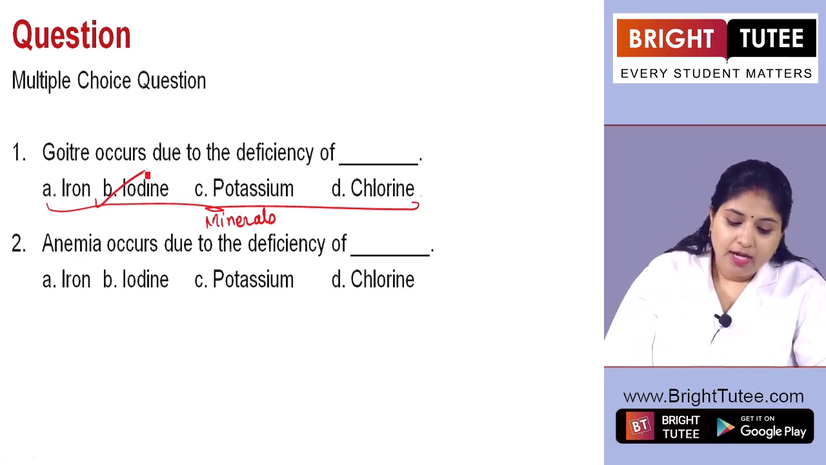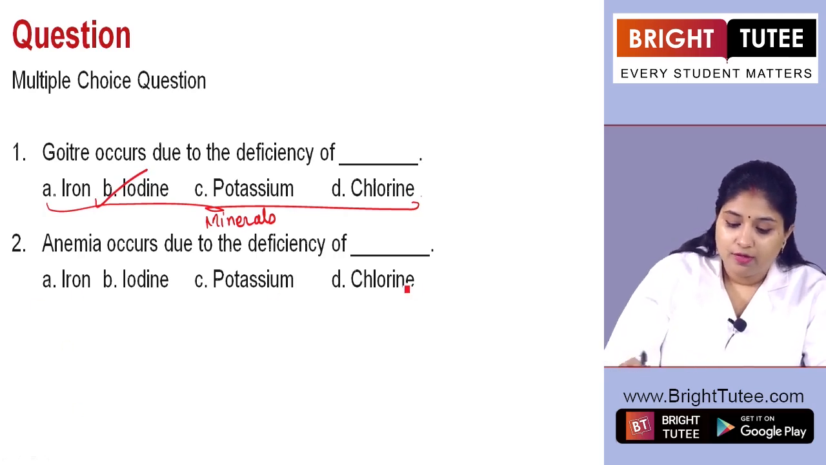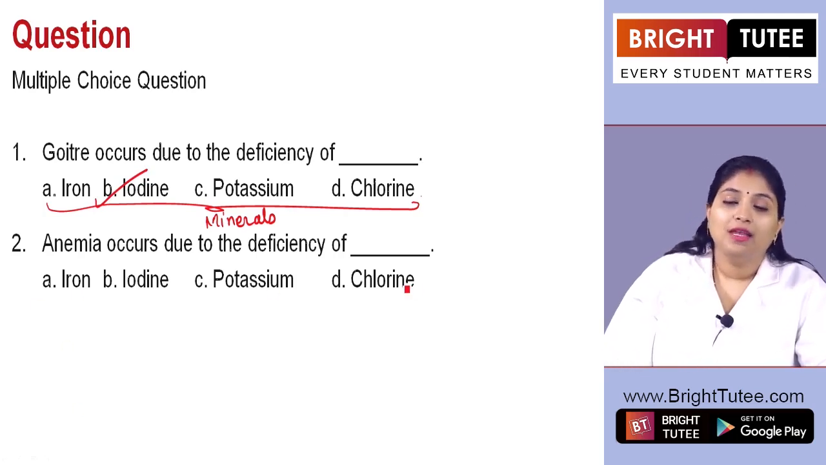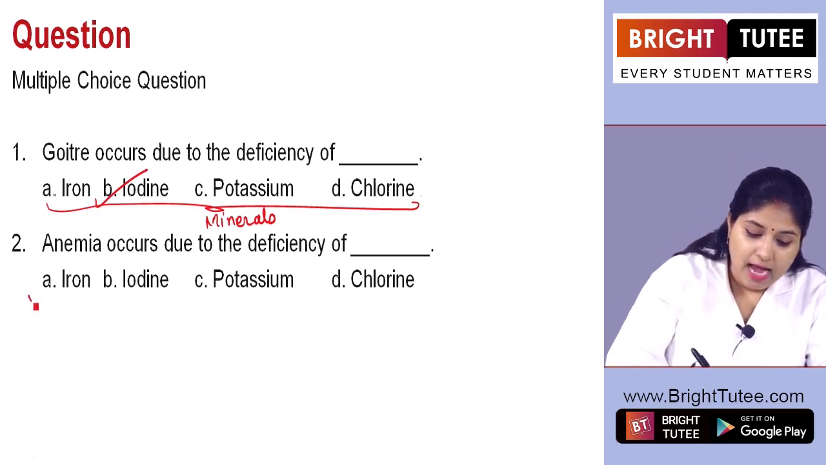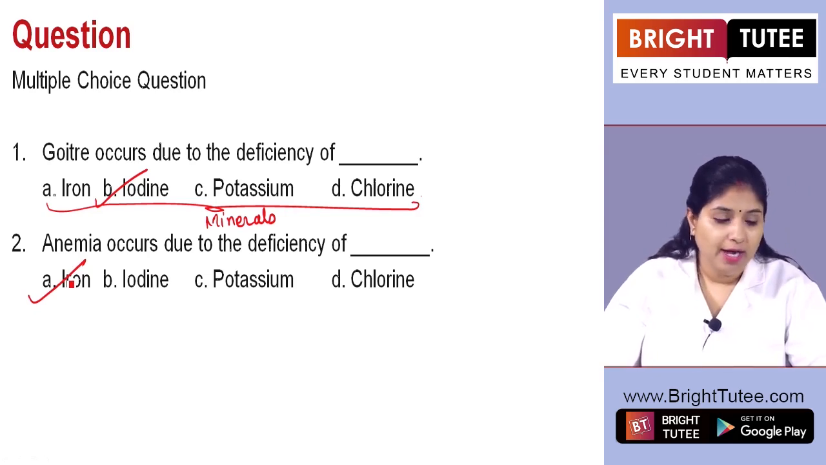Next question. Anemia occurs due to the deficiency of. So out of these, which is the nutrient which causes anemia? The deficiency of which nutrient causes anemia? That is iron, because it is associated with the formation of blood, right?